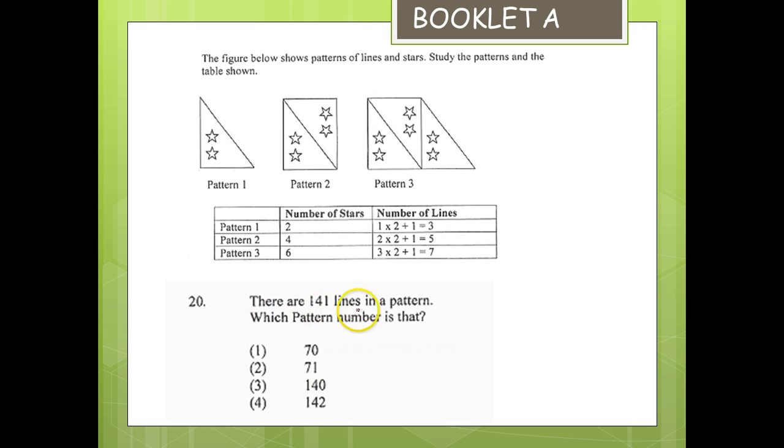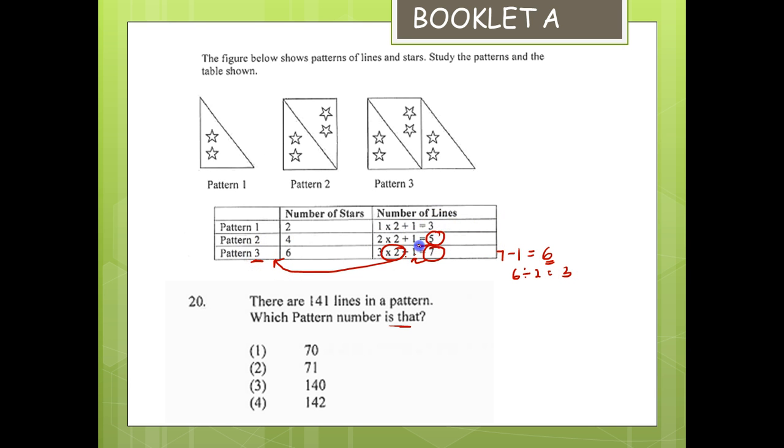There are 141 lines in a pattern. Which pattern is that? So I know just now we find that we want to find back. We are working backwards. Okay, so how do I do this? I can take 7 plus 1. So I minus the 1. So 7 minus 1, you get 6. Divide by times 2. So you divide by 2. Equals to pattern 3.